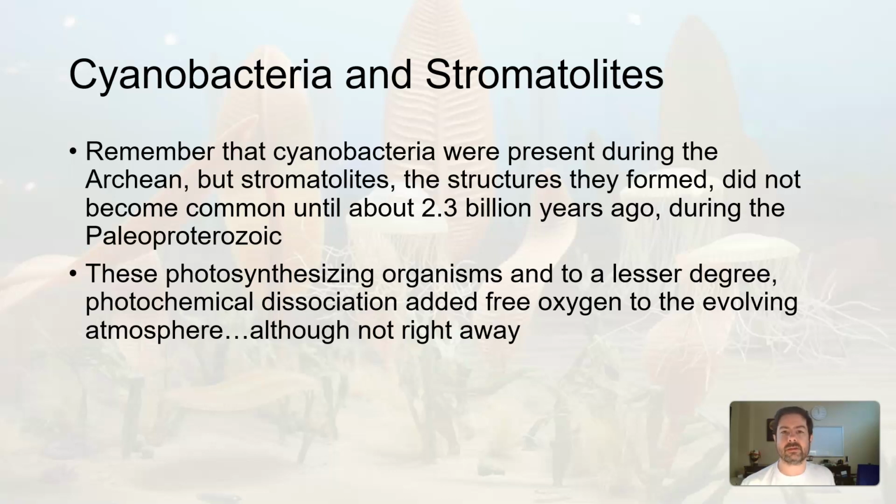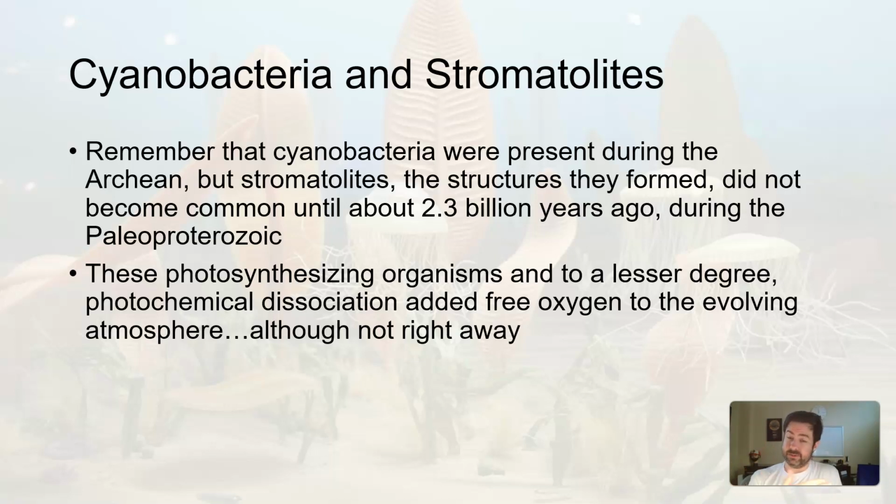It's really these organisms, at least from the evidence that we know now, that were essential in adding free oxygen to the evolving atmosphere. Photochemical dissociation, which I talked about last unit, played somewhat of a role, but it's more so these cyanobacteria that were responsible for adding oxygen to the atmosphere, although not right away. The oxygen they produced didn't necessarily go right away into the atmosphere. It was actually utilized elsewhere before.